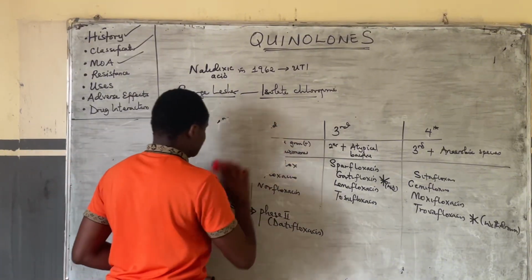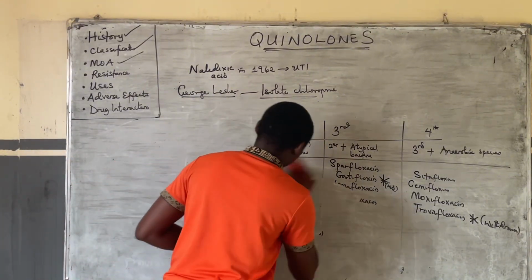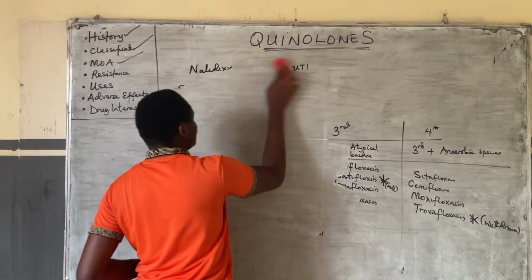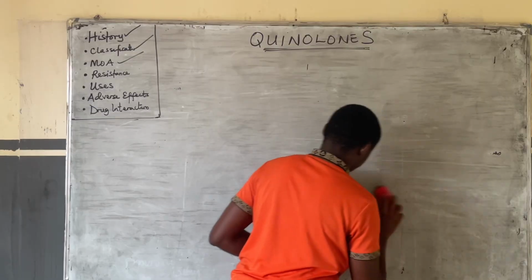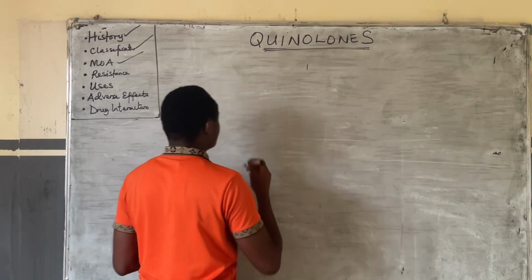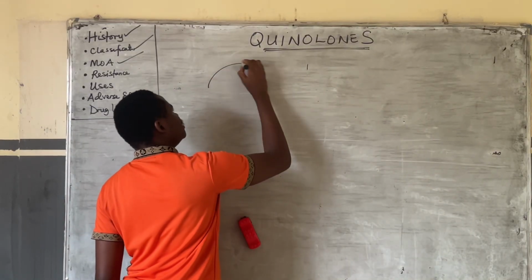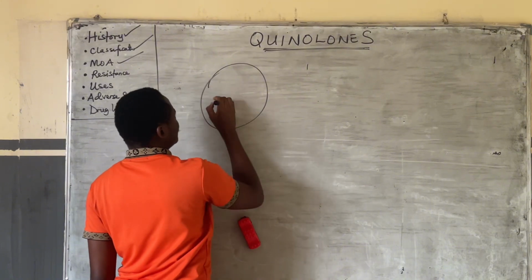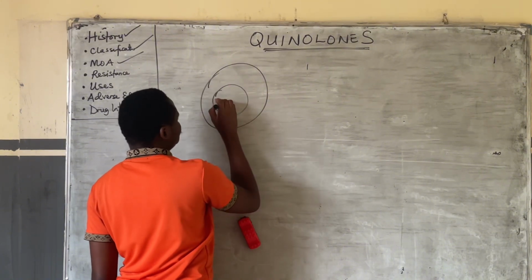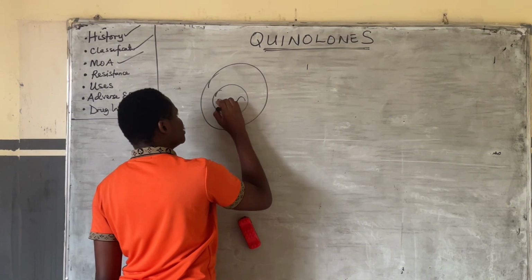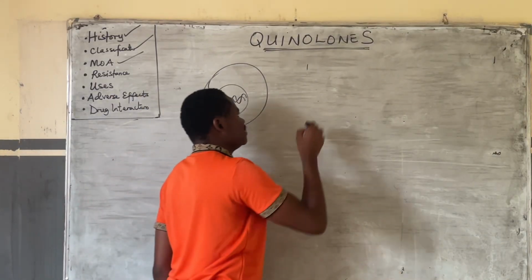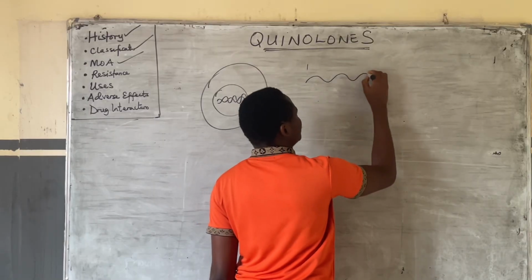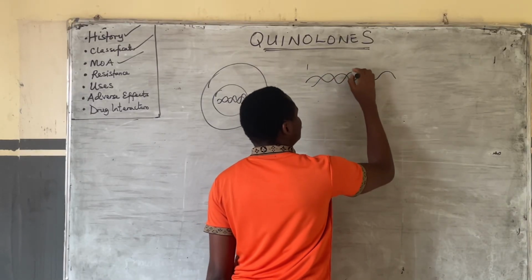Now for the mechanism of action, I'm going to really tell you something about cell replication. Now look at something here. In replication, let me say this is the nucleus here, and this is the DNA strand that we want to replicate. Now in replication, I bring the DNA strand outside like this.